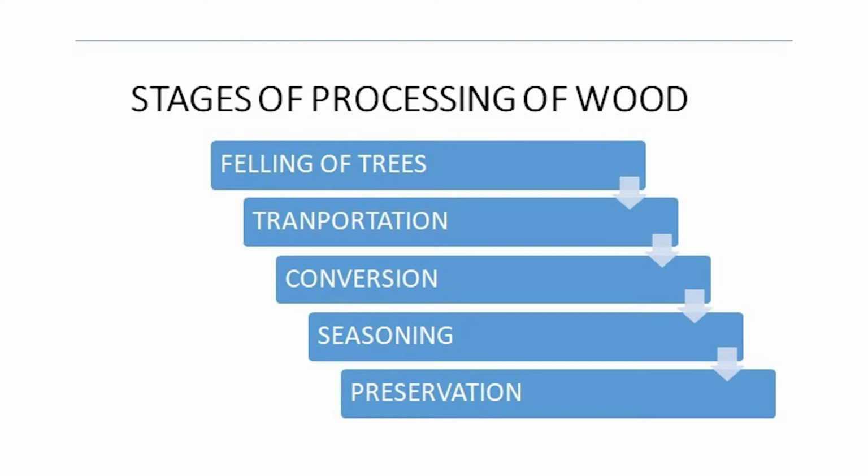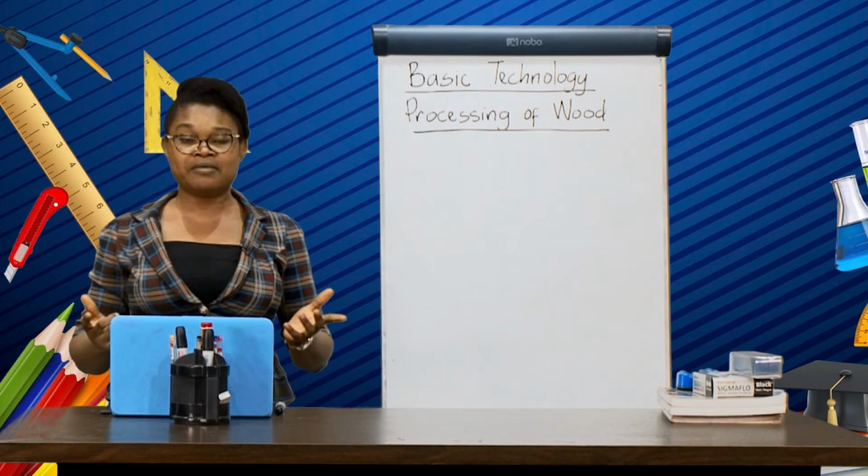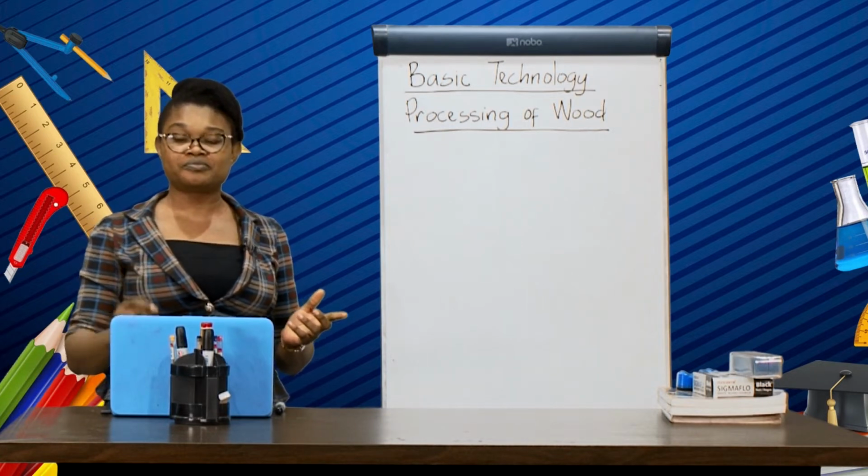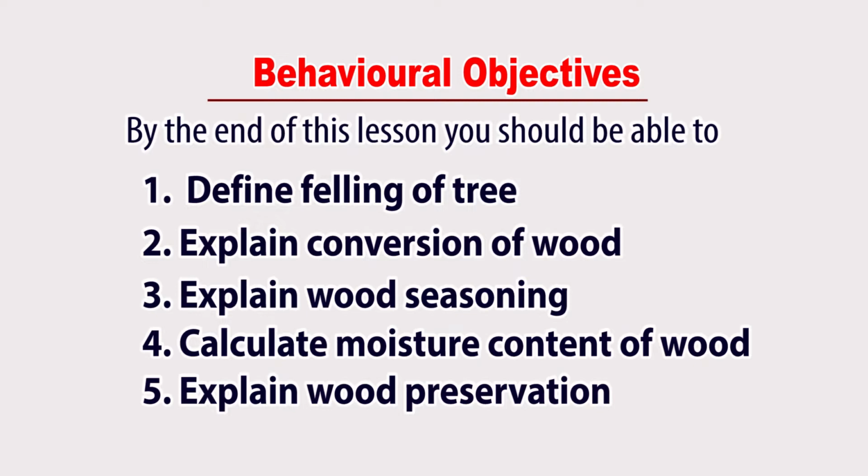In order to help you understand this so well, we are going to be looking at it under these subheadings. What I mean is that at the end of this lesson, you should be able to define felling of tree. You should be able to explain the conversion of wood. You should be able to explain wood seasoning. You should be able to do simple calculations on moisture content of wood. And finally, you should be able to explain wood preservation.